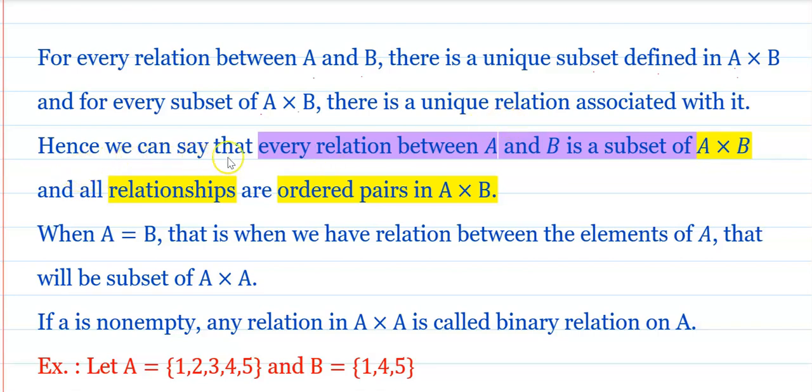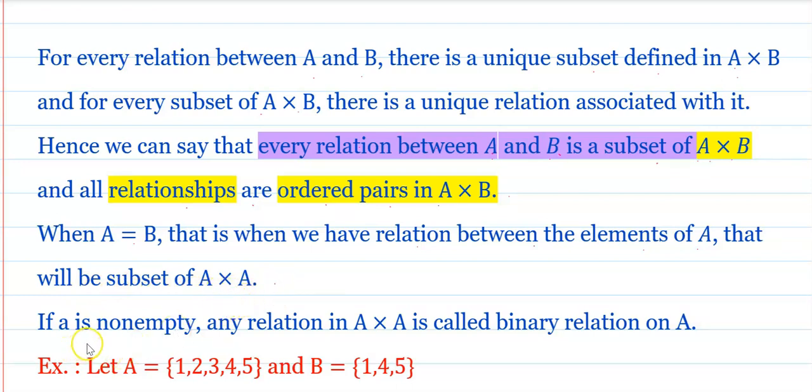Hence we can say that every relation between A and B is a subset of A cross B. Every relation between A and B is always a subset of A cross B, and all relationships are ordered pairs in A cross B. When A is equal to B, then what will happen? That is, when we have the relation between the elements of A, it will be a subset of A cross A.